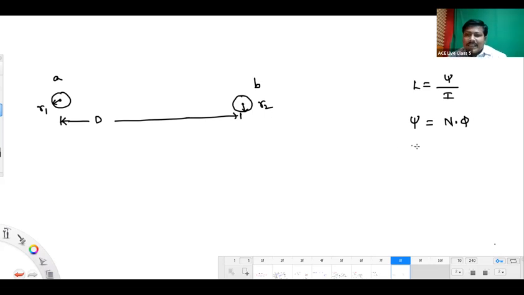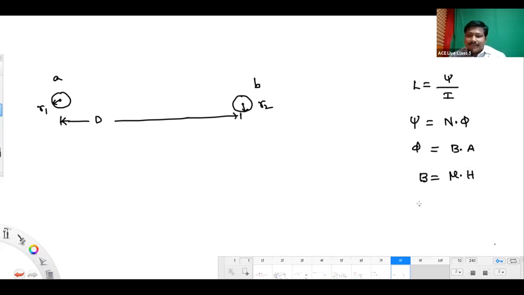What is the formula for flux? Flux density into area, B into area. What is flux density? Flux density is nothing but mu into H.